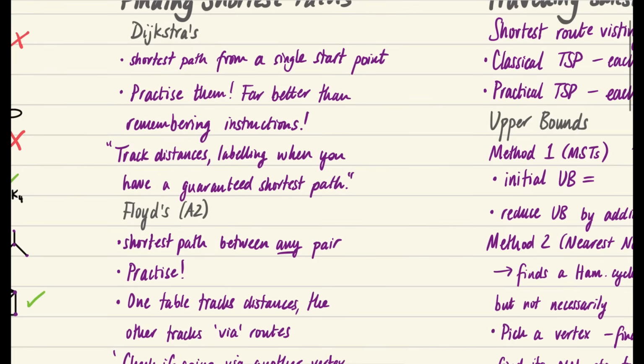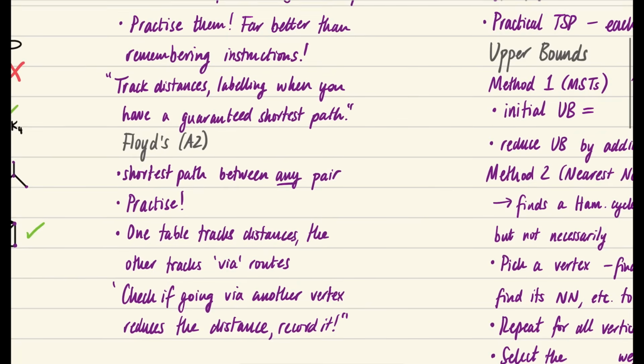The difference between Dijkstra's and Floyd's is that Dijkstra's will only find the shortest path from a single start point, whereas Floyd's will find the shortest path between any pair of points that we have, okay? So you're going to practice it.